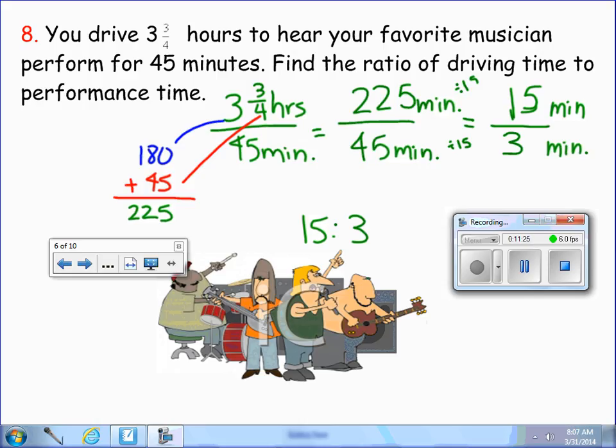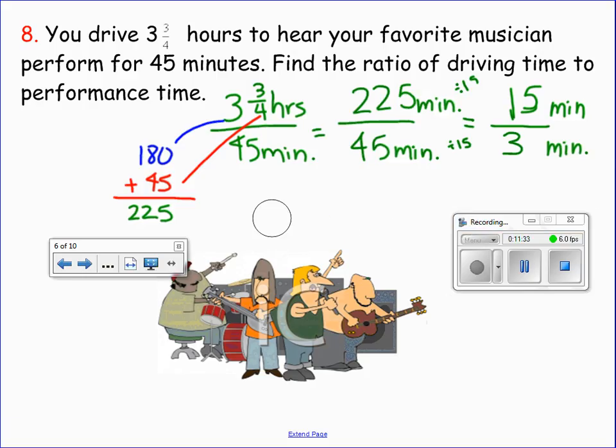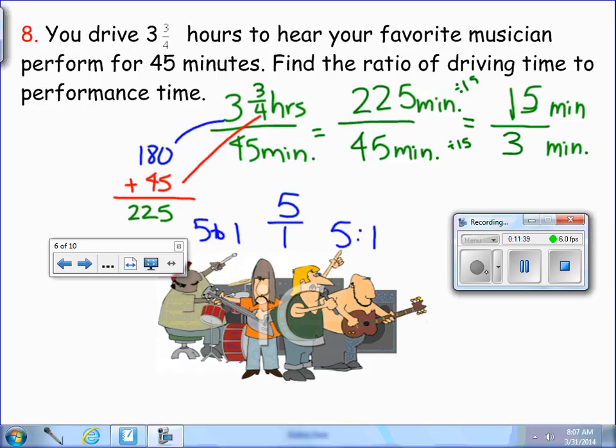But looking at it, that is not our final answer because we need to do the ratio in simplest form. So we have 15 to 3, but notice they can also be reduced by 3, the numerator and the denominator. So our final answer is 5 to 1. So for every 5 minutes you drove, you get 1 minute of performance time. Okay, so we've got 5 minutes to every 1 minute as our final answer.